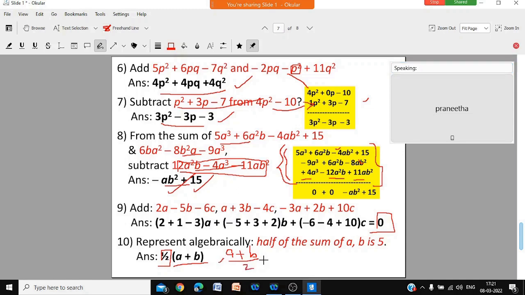Both the answers are correct. Okay. How have you written it? Have you written 1 by 2? 1 by 2 bracket a plus b. Have you put the brackets? Yes, sir. Okay. But you can also write it as a plus b whole divided by 2.